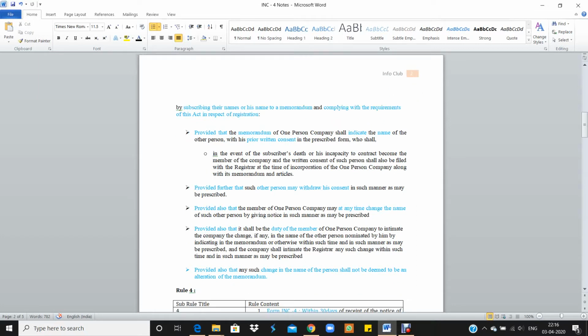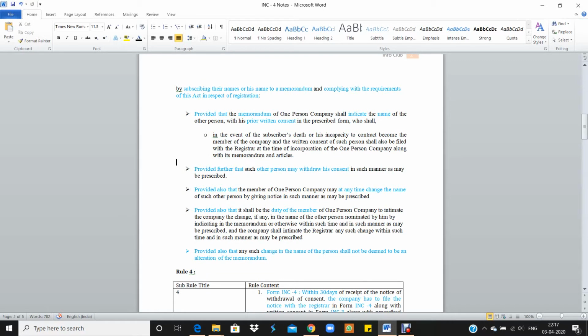Okay, then provided that, the section further defines what the one person company has to do. Provided further that such other person may withdraw his consent in such manner as may be prescribed. Suppose the subscriber has appointed one person as a nominee, and after appointing, the nominee is not willing to act as a nominee of the one person company and wants to withdraw. According to Companies Act Section 3 subsection 1, he has a right to withdraw his consent.